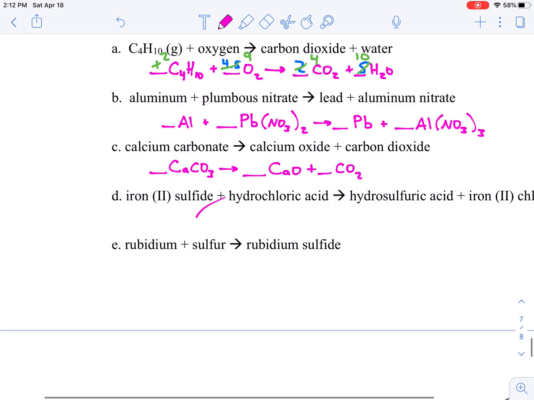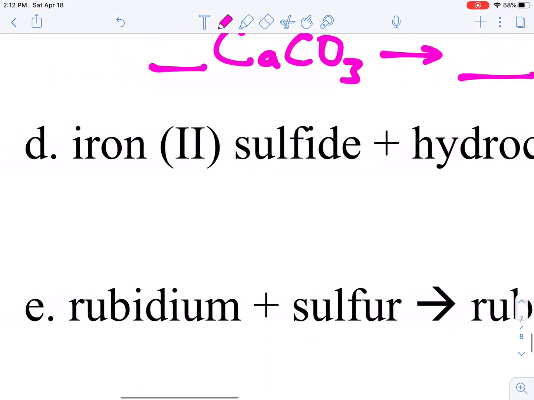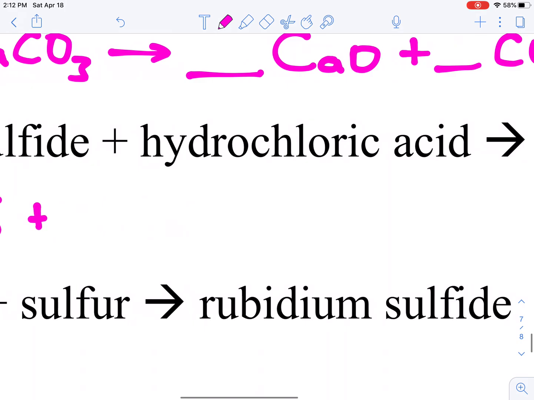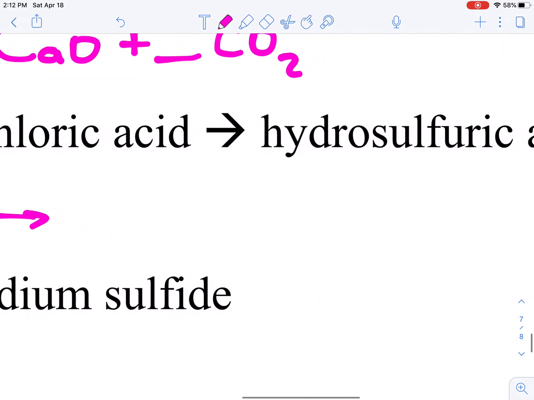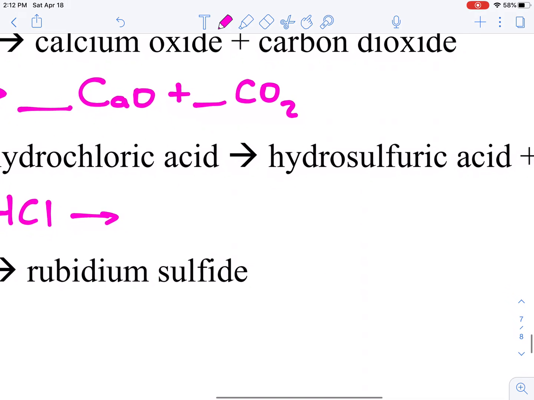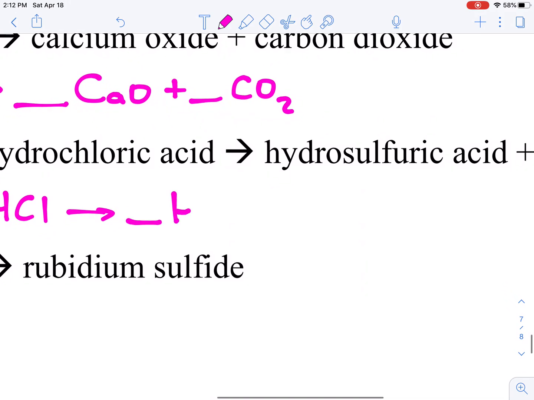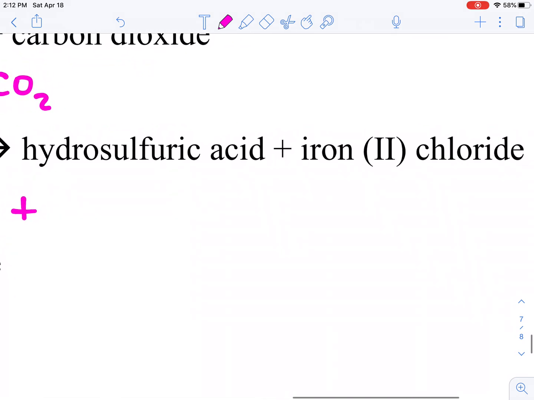Letter D, iron 2 sulfide. Iron 2 sulfide would be Fe plus 2, S minus 2, so FeS, plus hydrochloric acid, HCl, yields hydrosulfuric acid. Remember that hydro means binary, so this is going to be H2S, plus iron 2 chloride, Fe plus 2, Cl minus 1, FeCl2.